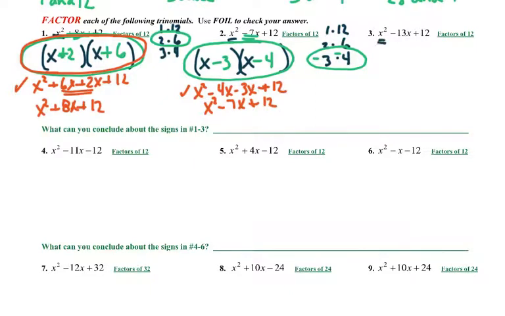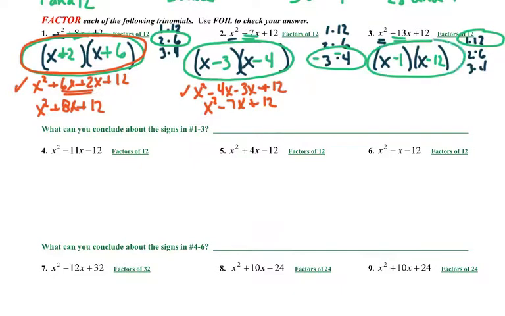Next one, x squared. What times what multiplies to x squared? X and x, factors of 12. Okay, same thing. I'm writing them all down. Now I need numbers that add to a negative 13. So it's going to be 1 and 12, but they're both going to be negative. X minus 1, x minus 12.